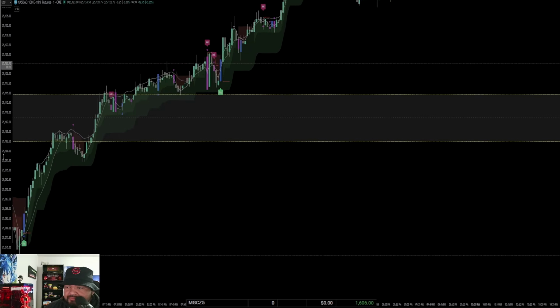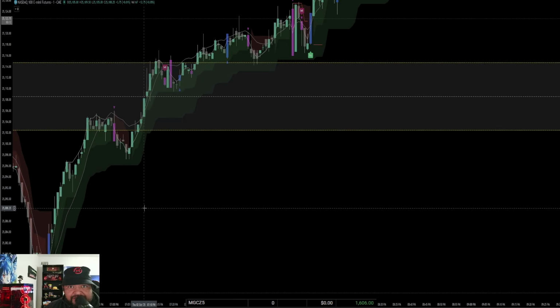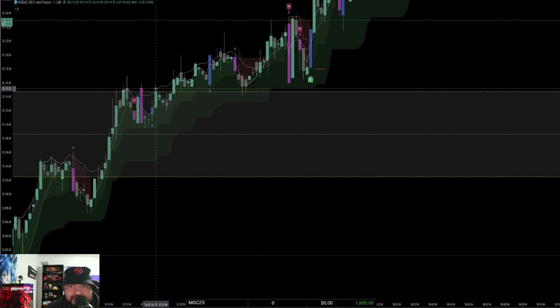Now, we see things like this, the A++ setups. Again, quantum is not just about the signals. The signals are a guidance, a guidance to see if a setup is potentially there. Doesn't mean we blindly take every signal.